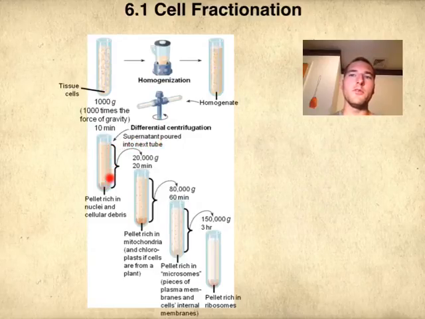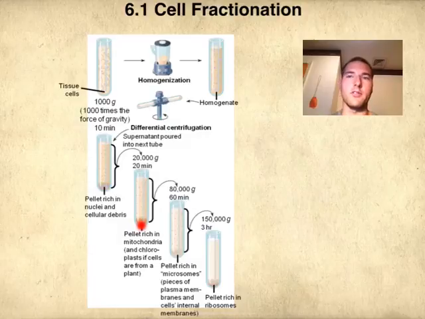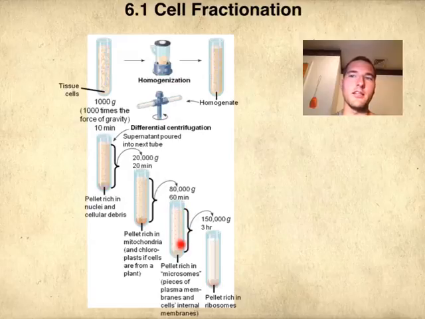Anyway, what they'll do is spin it for a certain amount of time at a low speed, get the largest particles, and then dump the liquid off the top of that into a new tube, and centrifuge it again at a higher speed, and get the particles that are now the largest in there, but they're a little bit smaller than the ones before. Then they'll pour the supernatant out, centrifuge it again at an even higher speed, and get a new pellet. And each time the pellet is made of different things.